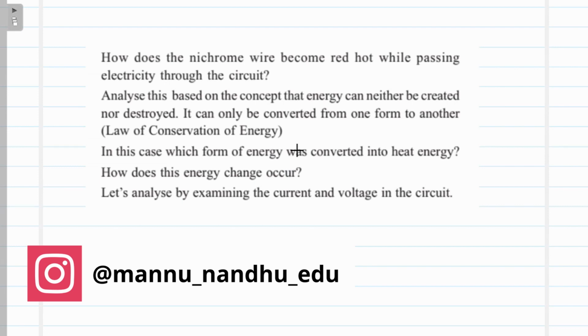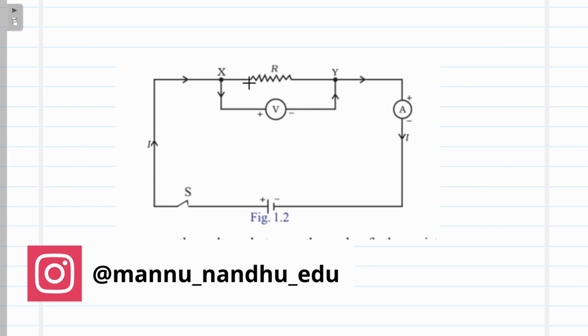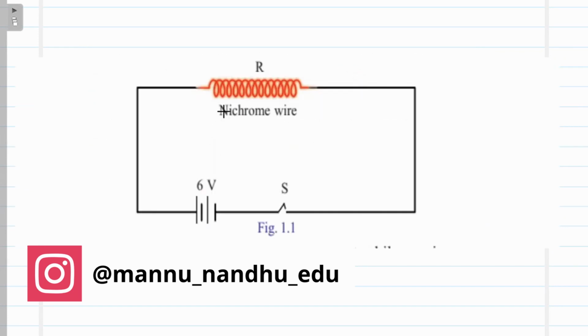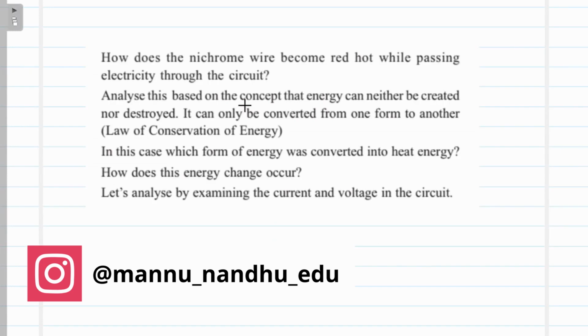Now, how does a nichrome wire become red hot while electricity passes through that circuit? While passing electricity through this nichrome wire, it glows red. So how is this produced? Did you think anything? Already we know the law of conservation of energy. What is the conservation of energy?